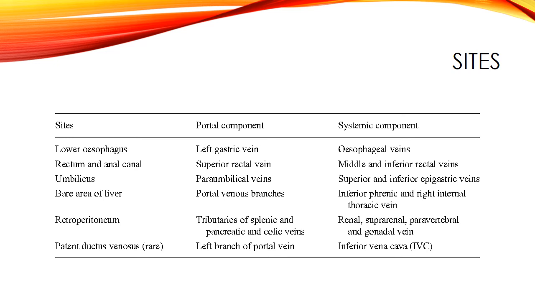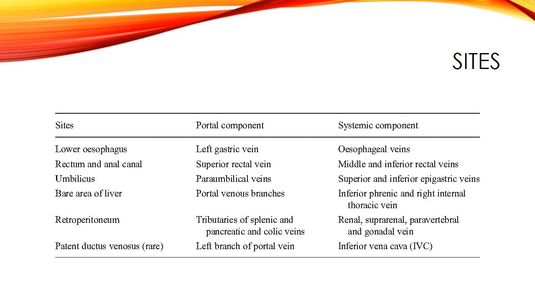So at the lower end of the esophagus, it's the left gastric vein with the esophageal veins draining into the azygos vein. At the rectum, we have the superior rectal vein with the middle and inferior rectal veins. At the level of the umbilicus, we have the paraumbilical veins with the superior and inferior epigastric veins supplying the anterior abdominal wall. In the bare area of the liver, we have the portal venous branches which are communicating with the inferior phrenic and right internal thoracic vein.